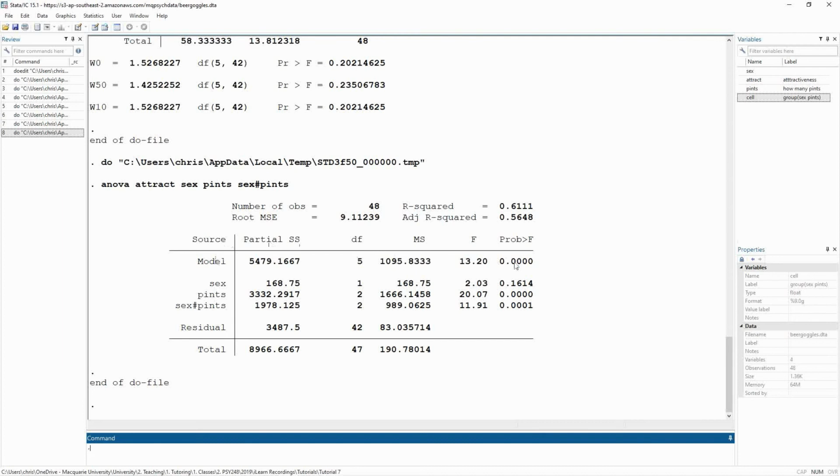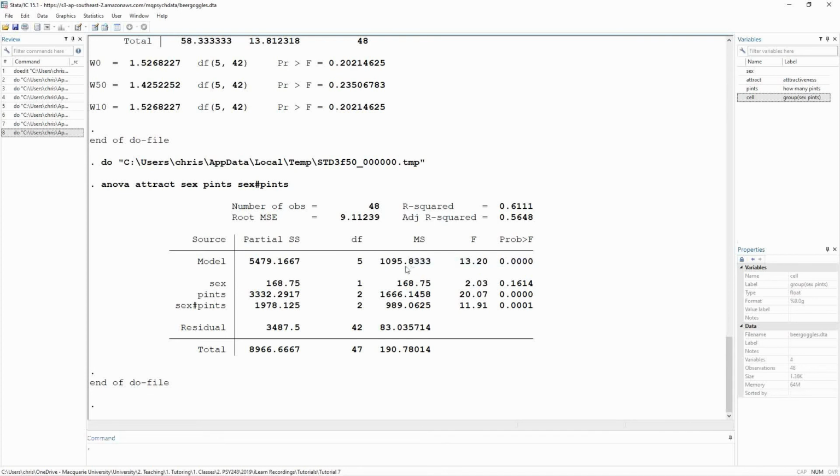Now, we don't normally interpret the model line in this course, but that's there for you just so that you know what it is. Otherwise, you can just ignore it. In other courses, you will be interested in that line. Now, if we come down to our 3 variables here, sex, pints, and the interaction, I'm ignoring the residual and the total because we've already gone over those in previous weeks.